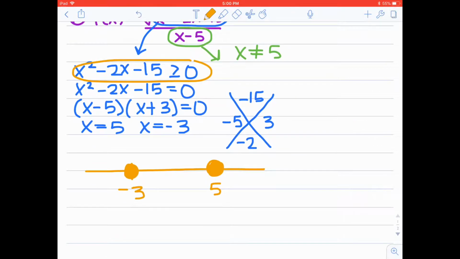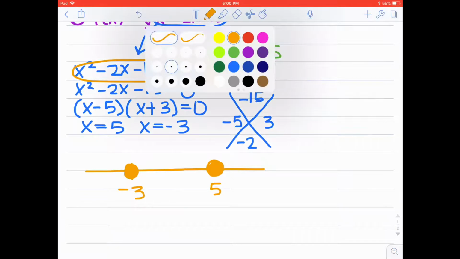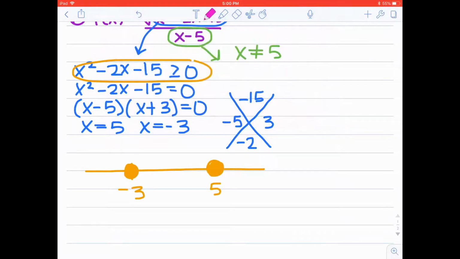So now I just need to plug some other numbers in. And I'm going to choose a number first that's to the left, using all the colors today, to the left of negative 3, so like negative 4 would work. And I'm going to plug it in right here, and I'm going to plug it in right here. So for the first one, I have negative 4 minus 5 is a negative. For the second one, I have negative 4 plus 3 is also a negative. So a negative number times a negative number is a positive number.